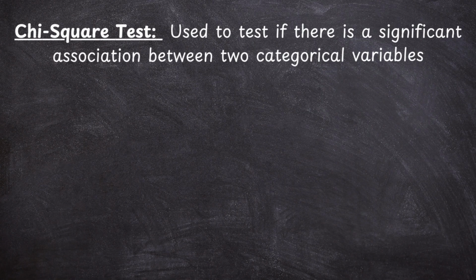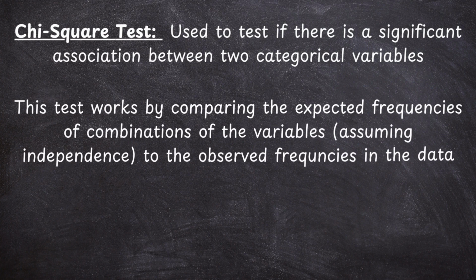The next statistical test is a chi-squared test. This test is used to determine if there is a significant association between two categorical variables. This test works by comparing the expected frequencies of combinations of the categorical variables, assuming no association, to the observed frequencies in the data. The larger the difference between the expected frequencies and the observed frequencies, the more evidence there is that there may be a relationship between the two variables.